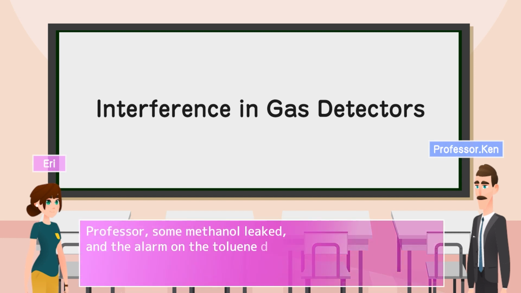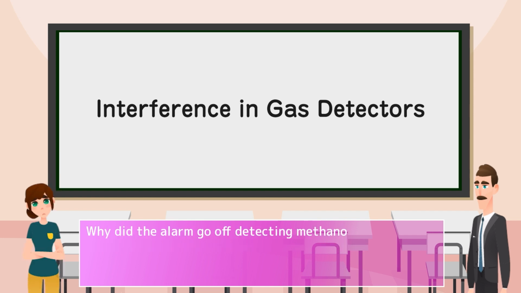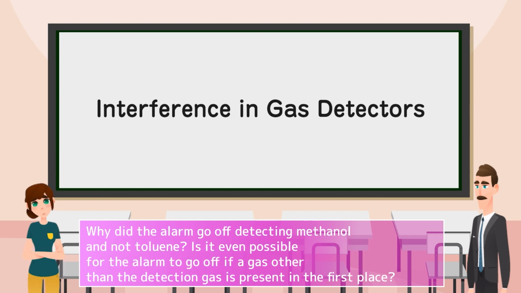Professor, some methanol leaked, and the alarm on the toluene detector went off. Why did the alarm go off detecting methanol and not toluene? Is it even possible for the alarm to go off if a gas other than the detection gas is present in the first place?